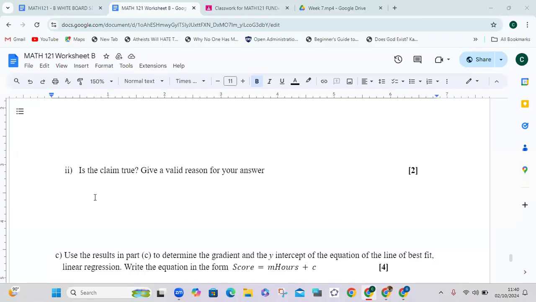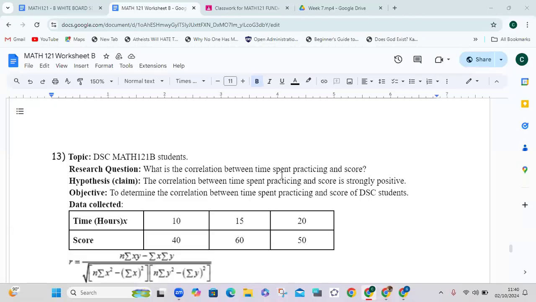Now we can move on to B part 2. It says, is the claim true? Give a valid reason for your answer. So you've got to go back to the claim. The claim says that the correlation between time spent practicing and score is strongly positive. Is that true? Is that what we got when we calculated the correlation coefficient? Did we get strong positive?